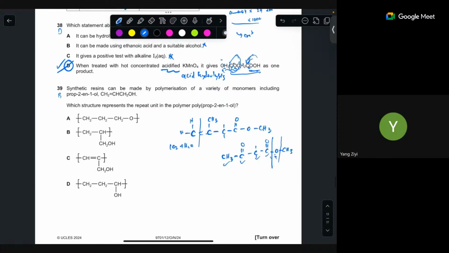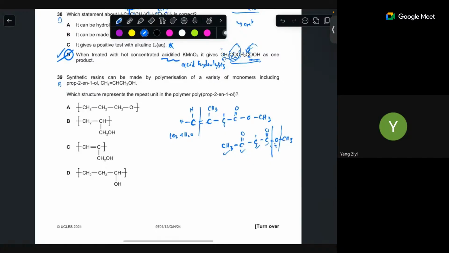Okay, 39. So polymerization. Which one? You have this, and you want this. So there shouldn't be a double bond there. So you have CH, this bond, then CH, then CH2OH. Then it should be something like this. CH2, CH, this one, so cannot. Okay, so B will be the answer.